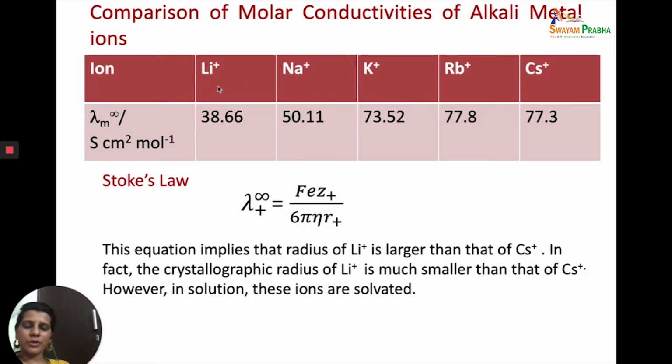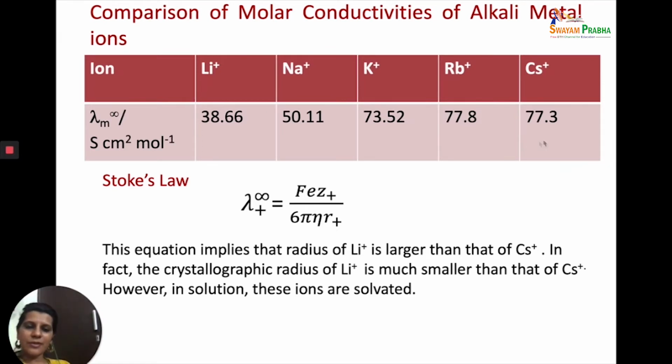Now, as we go down the group in the alkali metal series, Li+, Na+, K+, Rb+, Cs+, we know that the size should increase. The radius should increase. Now let's look at the lambda infinity values. Lithium ion has a value of 38.66, sodium 50.11, K+ 73.52, Rb+ 77.8, Cs+ 77.3. So as you are going down the group, the values of lambda infinity are increasing.